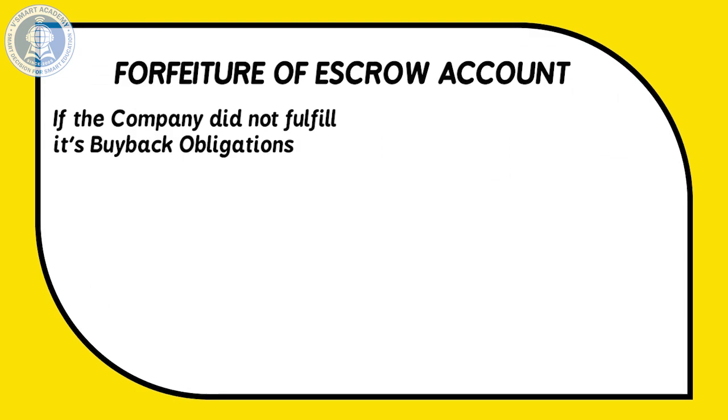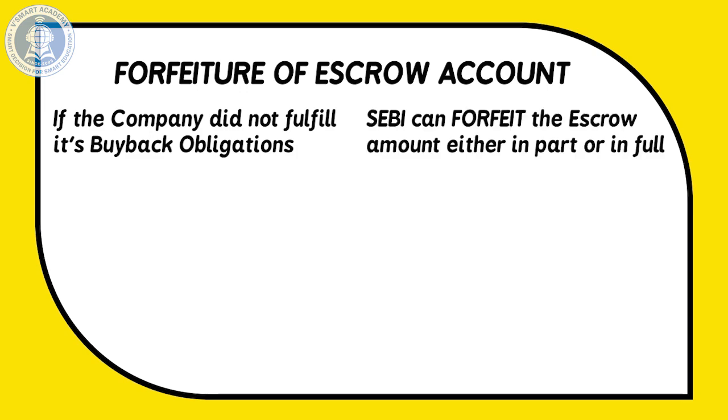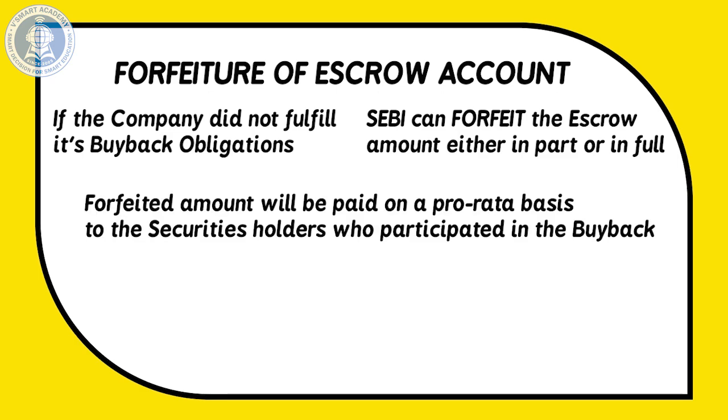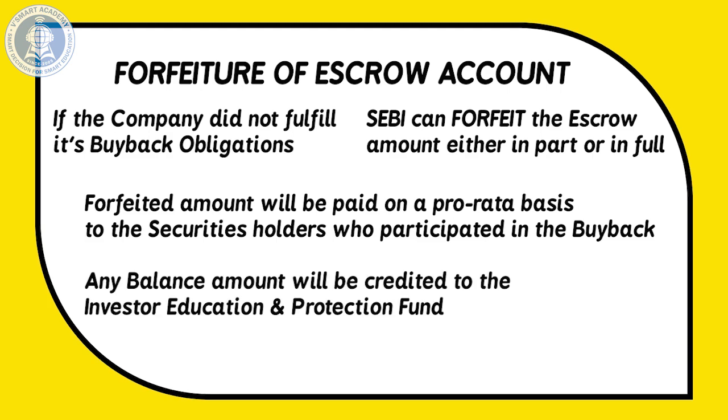If SEBI feels that the company did not fulfill its buyback obligations, then it can forfeit the escrow amount either in part or in full. The forfeited amount will be paid on a pro rata basis to the securities holders who participated in the buyback, and if there is any balance amount left, it will be credited to Investor Education and Protection Fund.